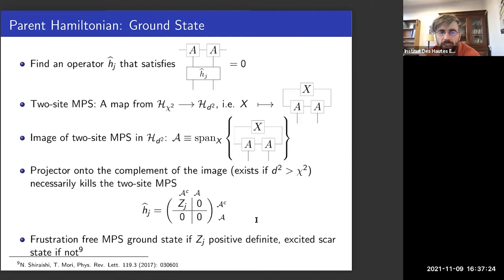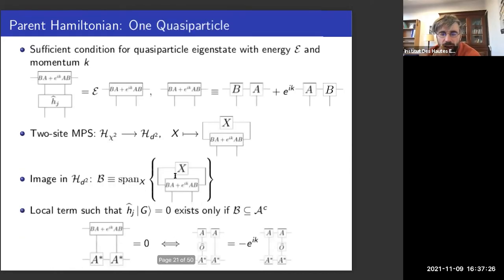This is the frustration-free part. Well, that's simple. But now you're on the second slide. You were saying how you can find the quasi-particle solution.